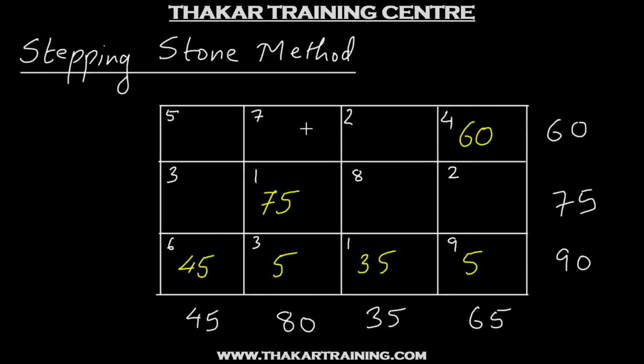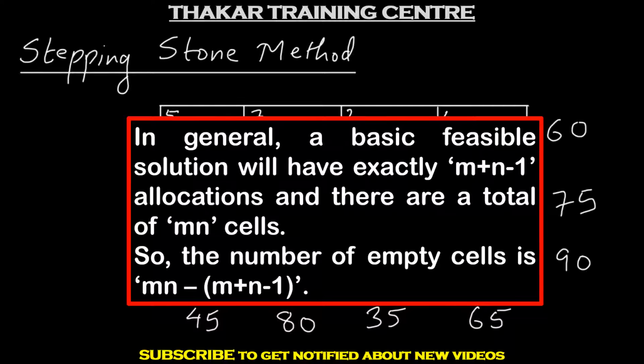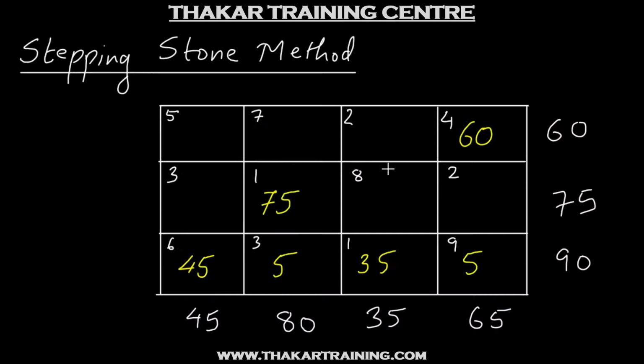Now, in the stepping stone method, we try to evaluate the effect of making an allocation in each of the empty cells. Like in this example, we have 6 allocations and there are 6 empty cells. So we try to find out what is the effect of making an allocation, let's suppose in this cell, on the total transportation cost. And similarly, the effect of making an allocation in each of these cells is evaluated. Let's now understand how this is done.